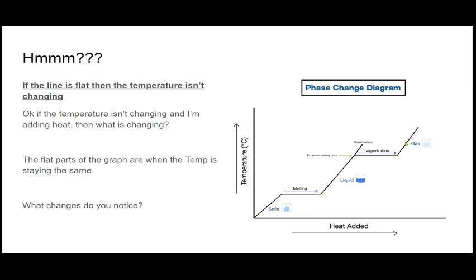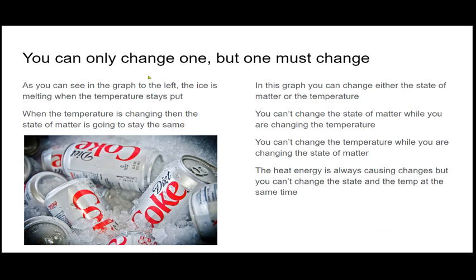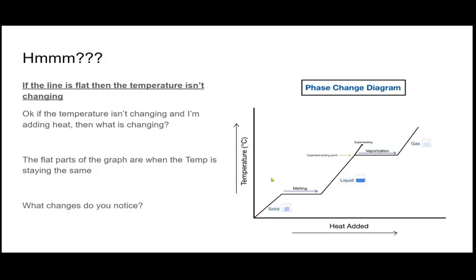I need you to understand a couple rules. You can only change one thing, but the other thing has to change. So, right here it says, and I'm going to have you watch this graph, you can't change the temperature if you're changing the state of matter. So, if the state of matter is going from a solid to a liquid, the temperature is not adjusting. Then, as soon as this ice is done melting, the temperature is going to go up a lot.